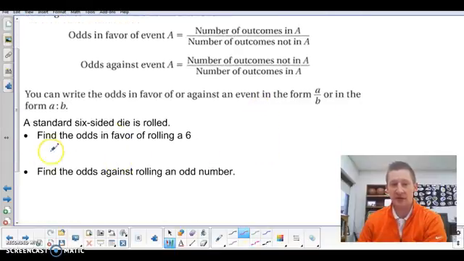To use that idea with a six-sided die question here, find the odds in favor of rolling a 6. So how many ways can I roll a 6? Well, there's one way to do that. Now, odds in favor, I put the ways that I can get success, which is rolling a 6. There's one way to do that, compared to the number of outcomes that are not 6. So on a six-sided die, there's 1 six, and there's 5 other numbers. If this had been probability, it'd be 1/6 because there's 1 out of 6. But odds, it's 1 to 5.